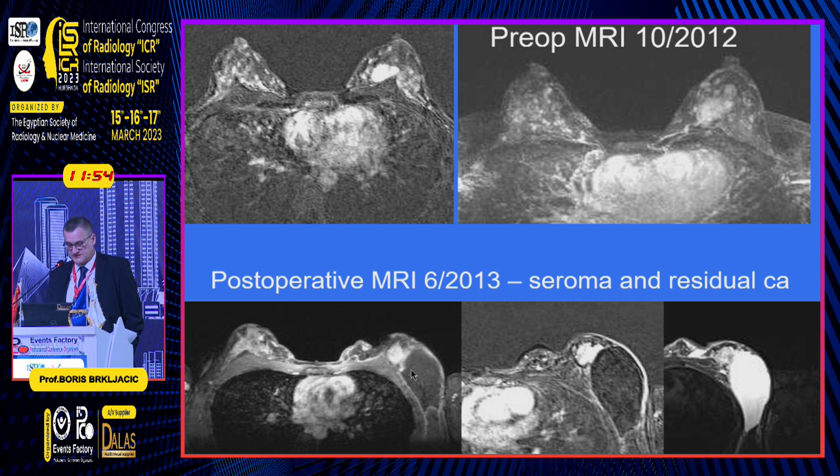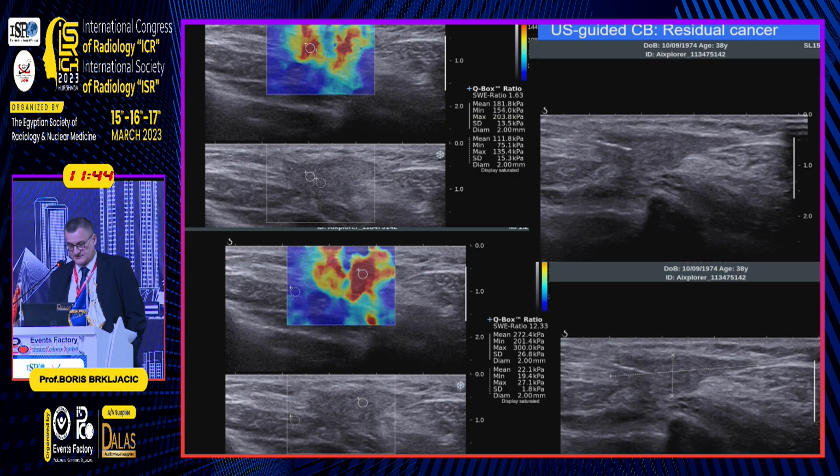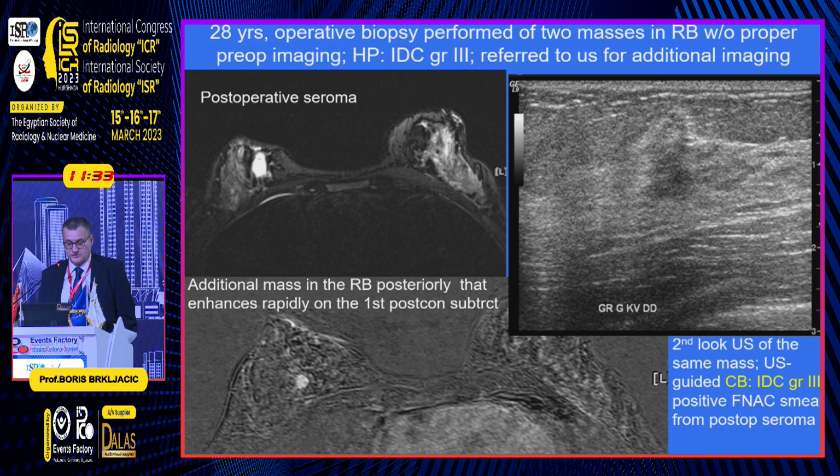On a postoperative MRI, she had a large seroma, which is T2 positive, but she still had this enhancing mass medial to the seroma, which was residual cancer that had not actually been removed. This is the ultrasound image with a stiff area. We performed, of course, a core biopsy, and this was residual cancer.